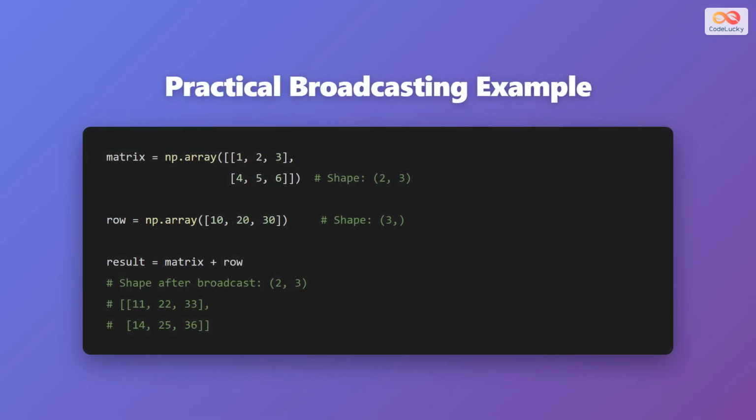Here's a practical example combining everything we've learned. We have a matrix with shape 2, 3 containing 6 elements. We have a row vector with shape 3 containing the values 10, 20, and 30. NumPy pads the row vector's shape to 1, 3, then stretches it to 2, 3 to match the matrix. The result is a 2 by 3 matrix where each row of the original matrix has had the row vector added to it element-wise.